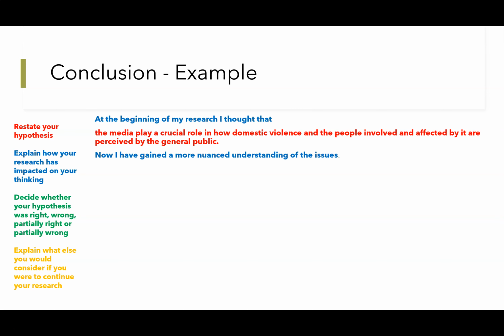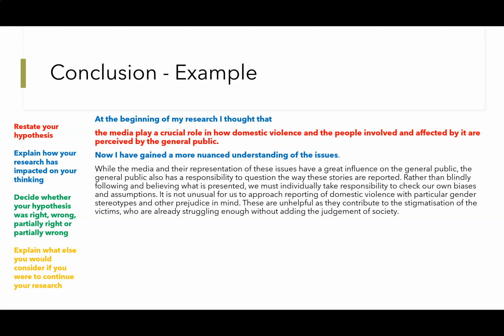And now I'll need to explain that a bit more. So, while the media and their representation of these issues have a great influence on the general public, we also have a responsibility to question the way these stories are reported. Rather than blindly following and believing what is presented, we must individually take responsibility to check our own biases and assumptions. It is not unusual for us to approach reporting of domestic violence with particular gender stereotypes or other prejudice in mind. These are unhelpful as they contribute to the stigmatization of the victims who are already struggling enough without adding the judgment of society. And so I've really explained how my thinking has gained another layer here.